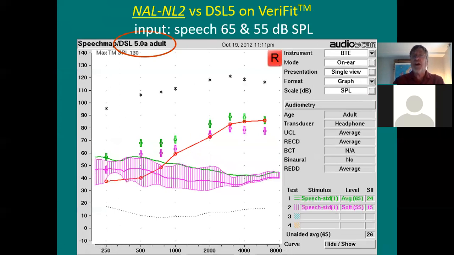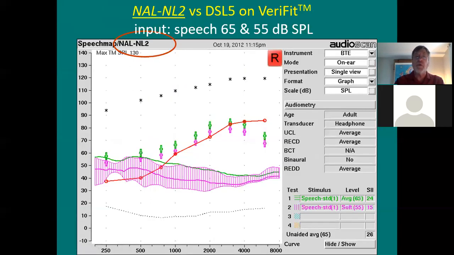Looking at 65 and 55, both. DSL for an adult. Okay, 65 would be green, 55 would be the pink. Again, this is unaided, so don't worry about it. See how this averages for 65 inputs? And this is what you want your outputs to be for soft inputs. Here's what you want your outputs to be for average inputs.